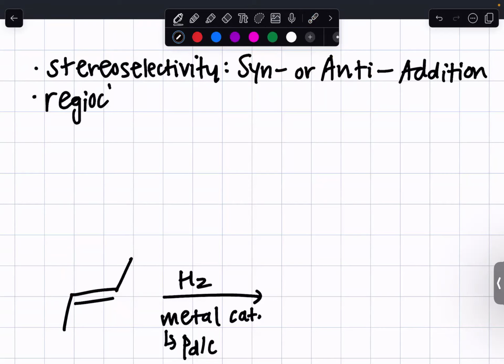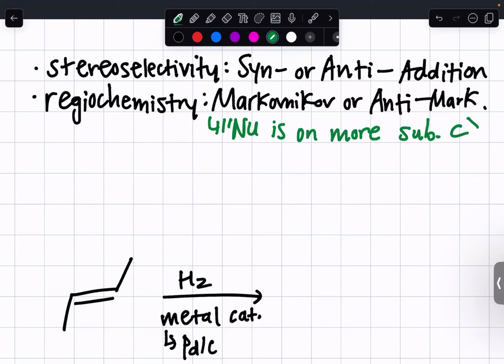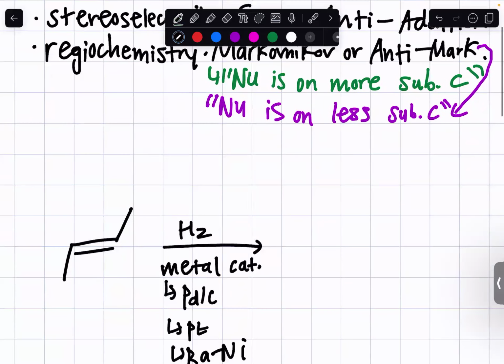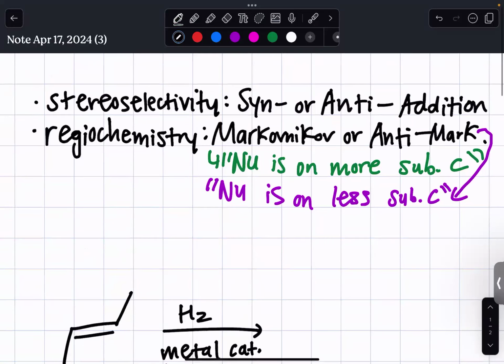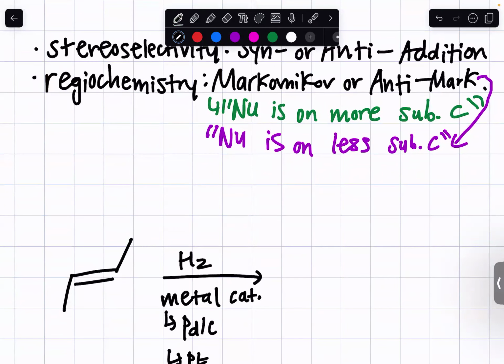Another thing is regiochemistry, so where the groups are attached. So something could be Markovnikov or anti-Markovnikov. The way I like to think about this is that for Markovnikov, the nucleophile is on the more substituted carbon of the alkene, right? For anti-Markovnikov, it's the other way around. The nucleophile is on the less substituted carbon. Just to clarify, the nucleophile is the one that has the lone pair of electrons, right. And we'll go over examples of that when we do other reactions.